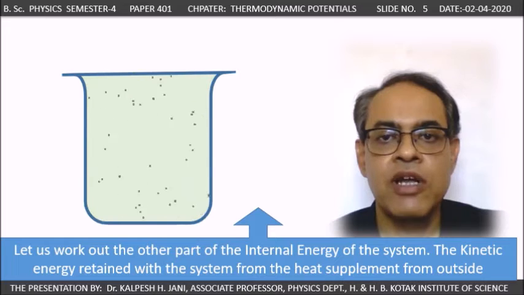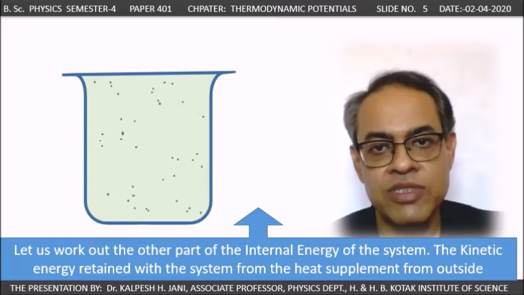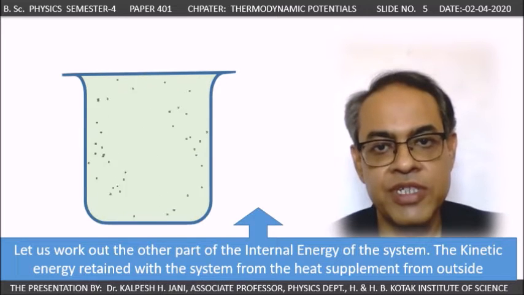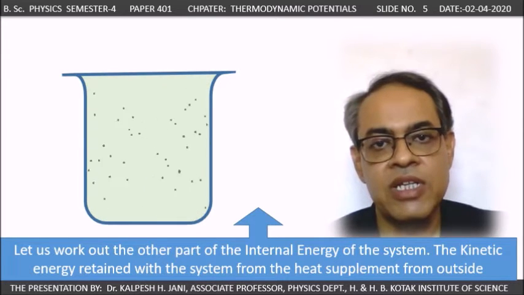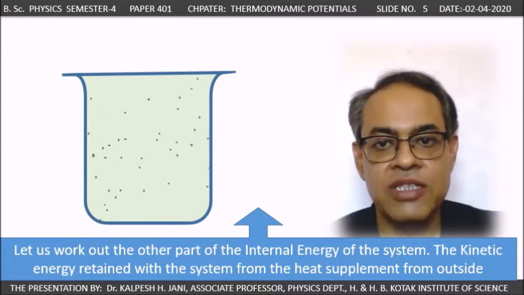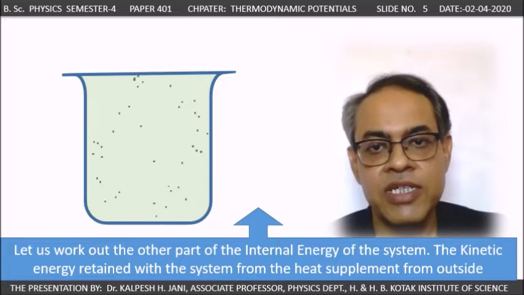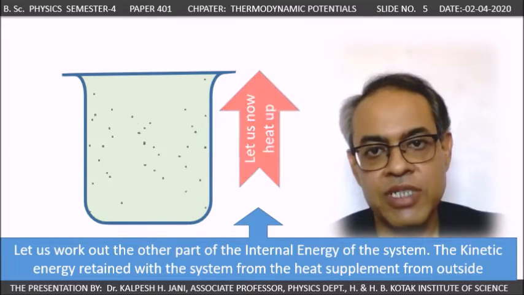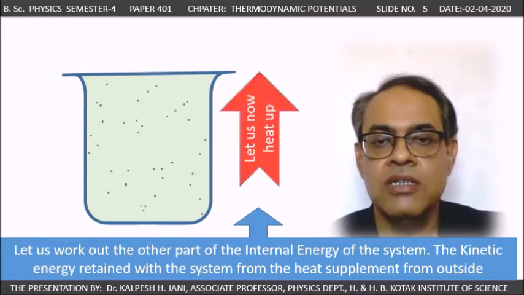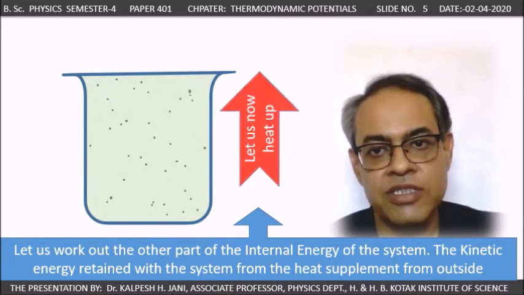Now let us try to find out how much energy actually is retained by the system when we supply heat from outside. Then we shall calculate what is the change in the internal energy after the supplement of heat from outside, and from that we shall work out the increase in the energy which is retained with the system with the supplement of heat from outside. So let us heat this system up a little bit, and then we shall see how much there is an increase in the internal energy, or the second part of the internal energy.